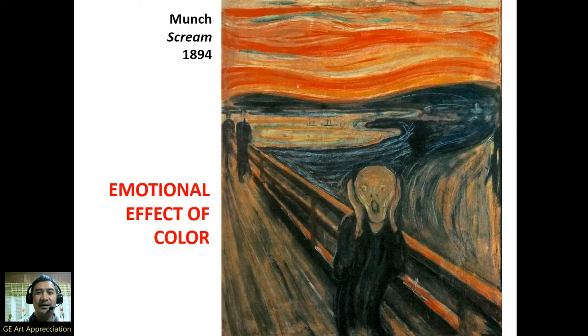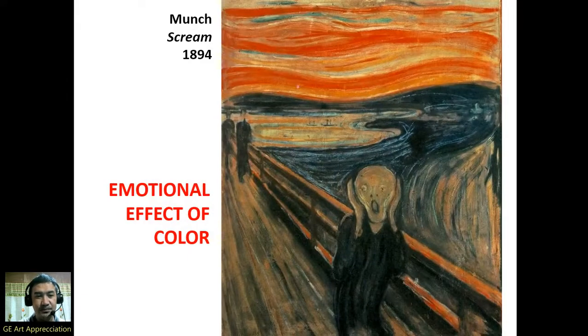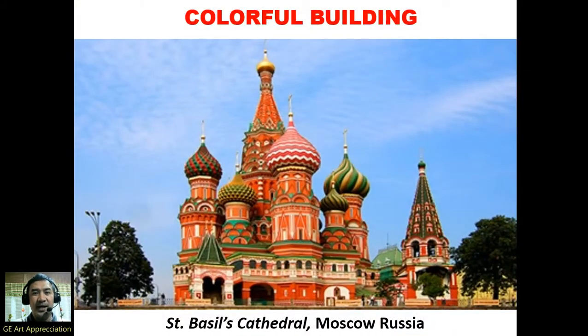Okay, let's have Munch. Okay, there is an emotional effects of the colors. Okay, here, so again, we can classify this as picturesque. Okay, because there has a beautiful colors. Okay, and the emotional effects of the colors. Still, I classify this as picturesque. Let's proceed. We have the colorful buildings. Okay, this is in St. Basil's Cathedral in Moscow, Russia.